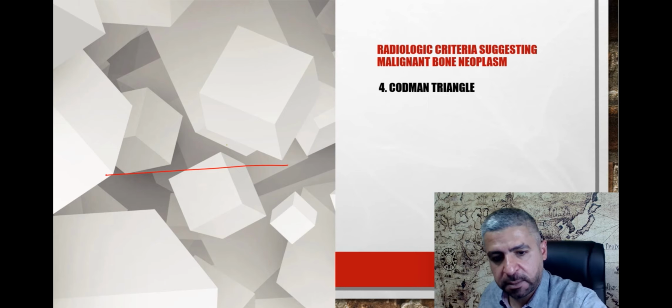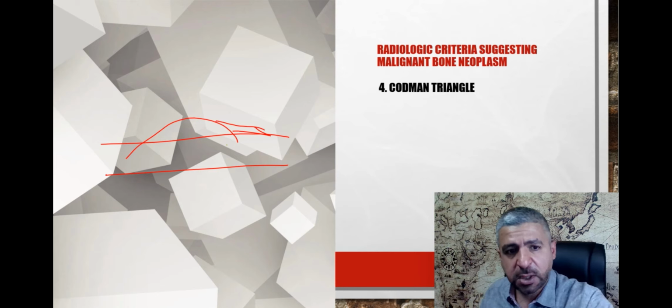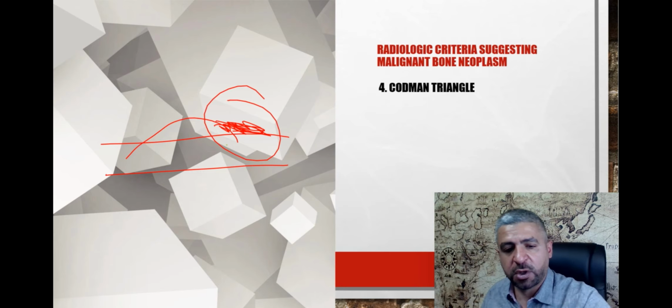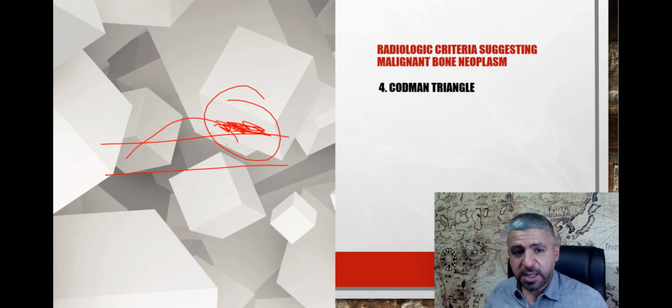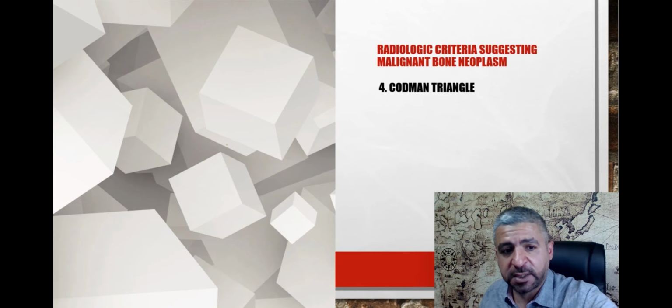This is the cortex, this is the lesion, and here we have periosteum trying to repair, basically forming a calcification, a callus. So we'll have a calcification or a callus at the edge of the tumor. This is what we call Codman triangle. So if you see it, there is an aggressive process that's trying to destroy the bone and the periosteum is trying to repair and resulting in this appearance.